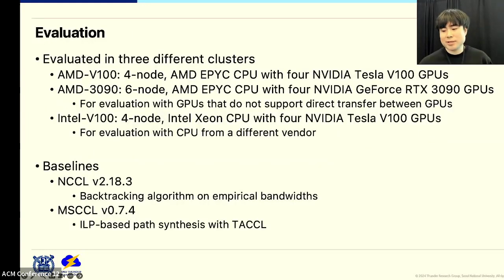We evaluate Ticker in 3 different clusters. The first cluster is equipped with AMD CPU and 4 NVIDIA Tesla GPUs. The second cluster is instead equipped with 4 GeForce GPUs for evaluation with GPUs that do not support direct transfer between GPUs. The last cluster is equipped with Intel CPU for evaluation with a CPU from a different vendor. We compare Ticker with NCCL and MCCL, which are currently the state-of-the-art collective communication libraries for NVIDIA GPUs.